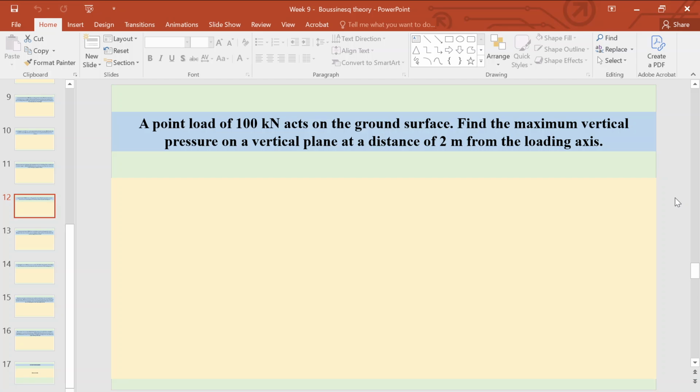I repeat the question. A point load of 100 kilonewton acts on the ground surface. Find the maximum vertical pressure on a vertical plane at a distance of 2 meter from the loading axis. Please keep in mind it is a point load. Okay, a point load of 100 kilonewton acting on the ground surface, and to find out the maximum vertical pressure.